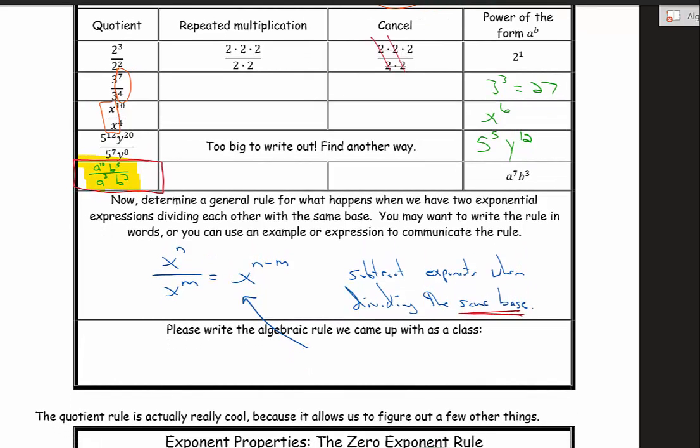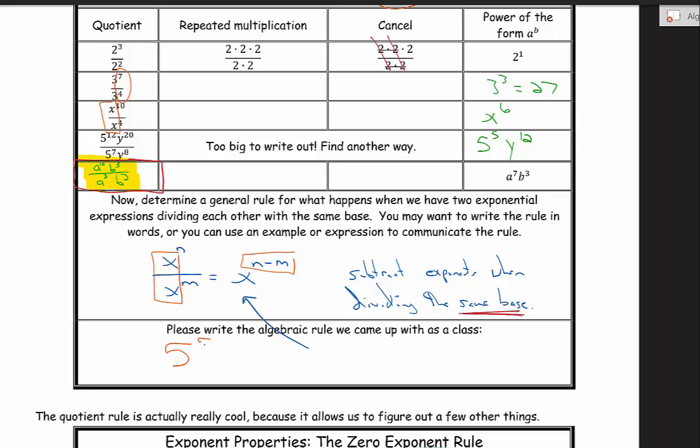Our general rule, if we have the same base, so that's my x's, I want to subtract those exponents. So subtracting the exponents when dividing the same base. A lot of times we think about addition and multiplication tied together, and now division and subtraction being put together. So let's come up with one here.